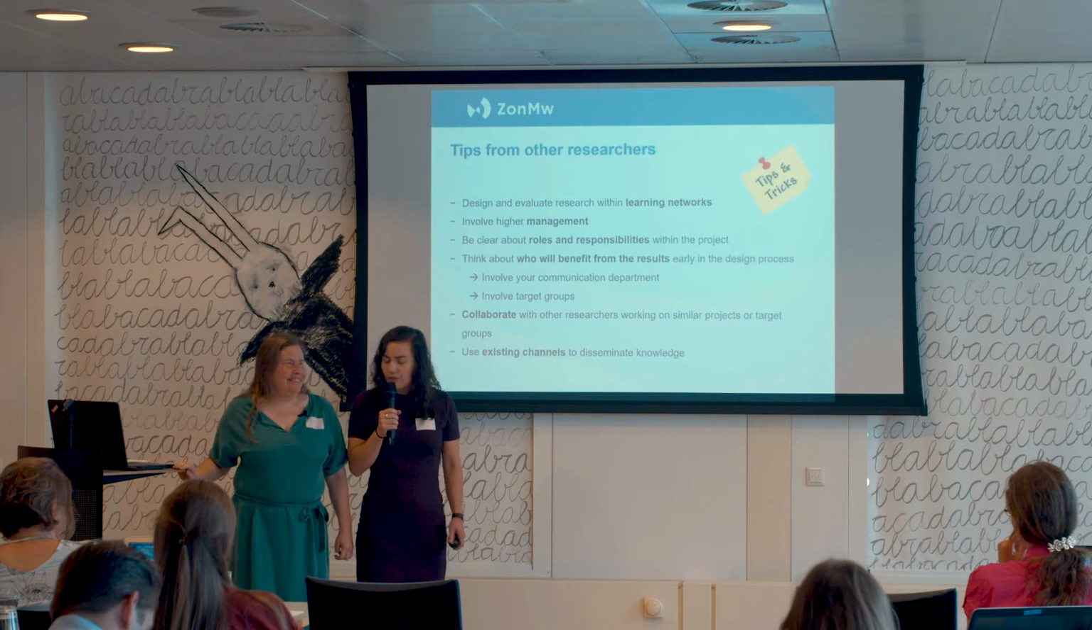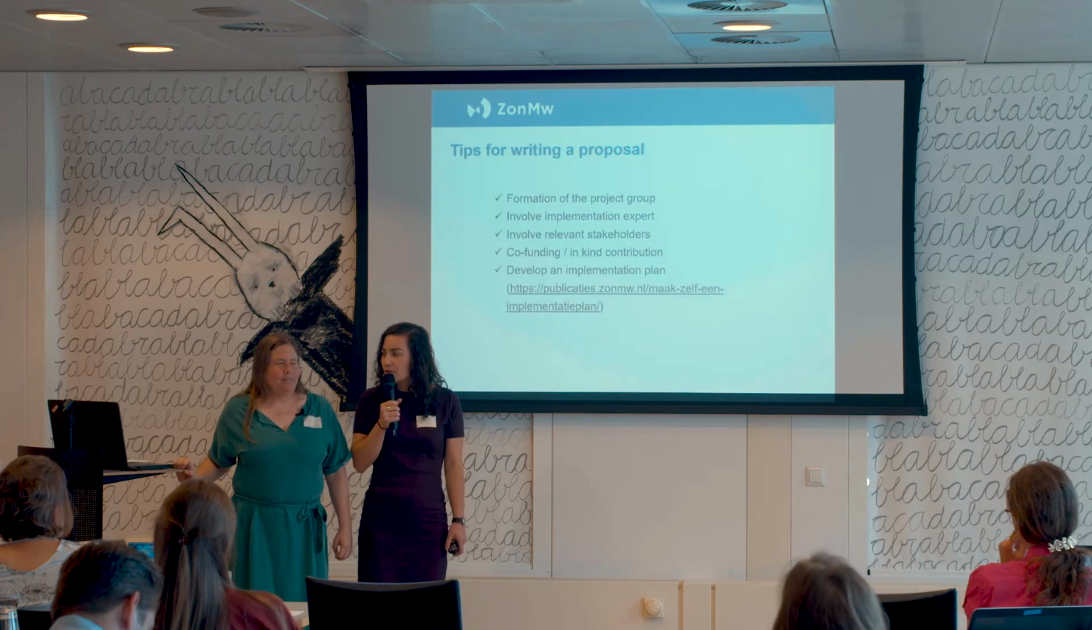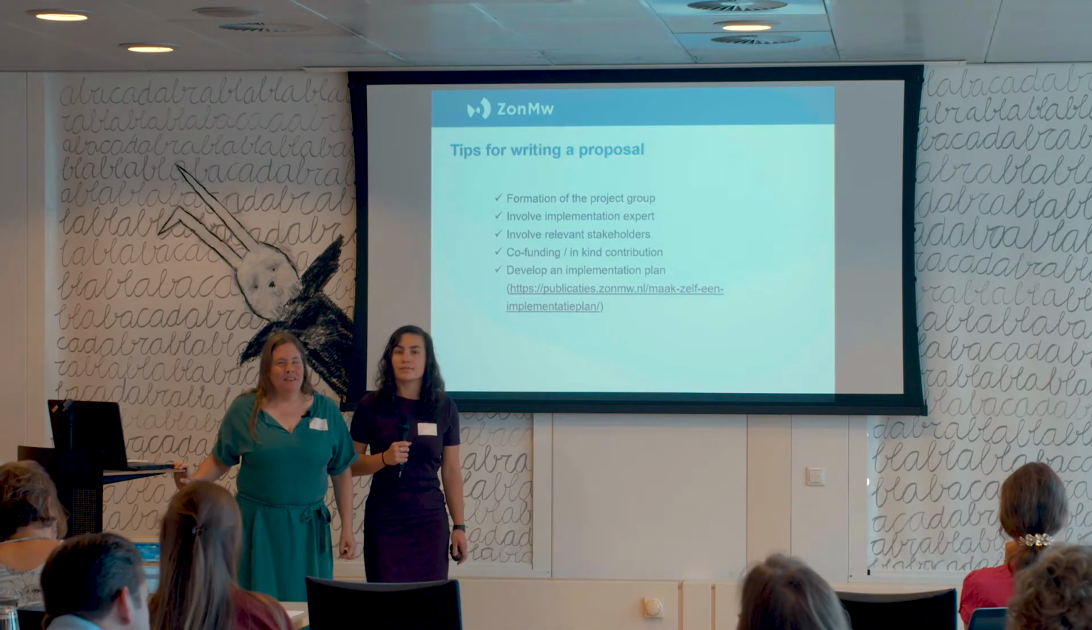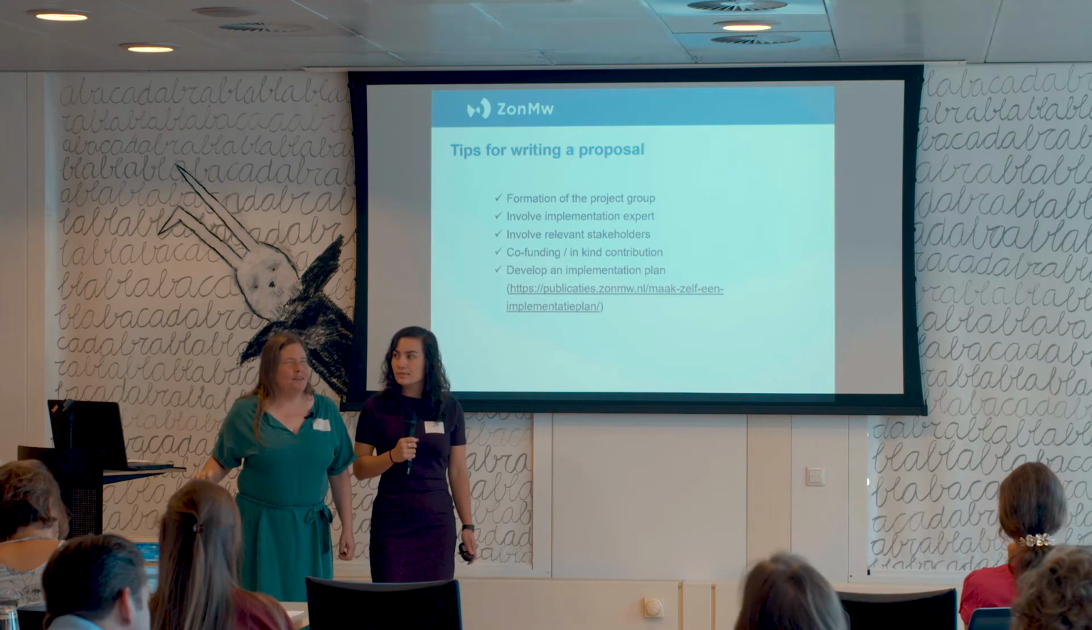Thanks. So I heard that there are some other tips also for how to write the proposal, how to include implementation in your proposal. Yes, that's true. What we need to concentrate on is looking at your project team. Try to get your stakeholders and your beneficiaries and your end users involved in your project team. Get them on board. Get an implementation expert on board, because they can brainstorm with you and help you think about in what ways you could disseminate your knowledge about your project and implement the results in your setting and in other settings.